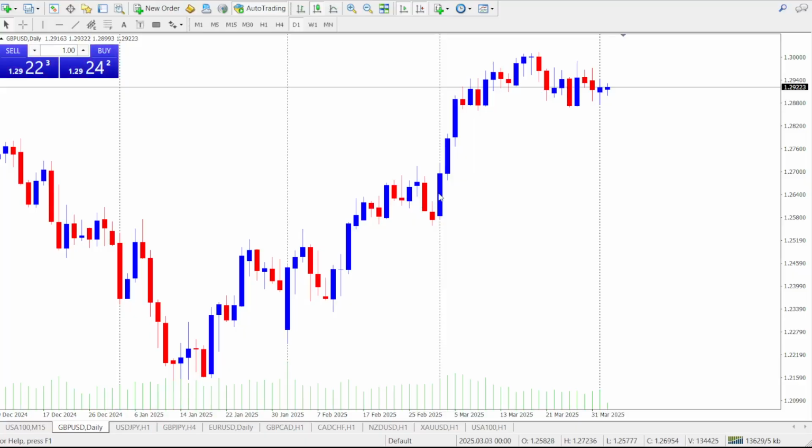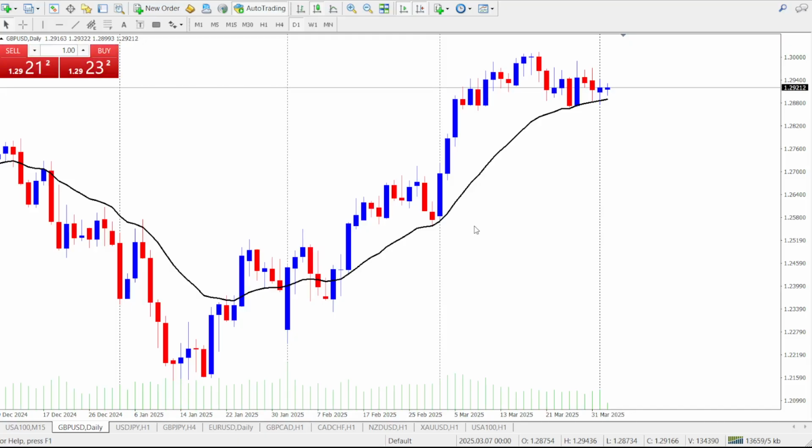The first indicator we are going to be looking at, the first on our list, is the moving average. It is actually one of the simplest but most effective indicators in MT4. It smooths out price fluctuations and helps you identify the overall trend.